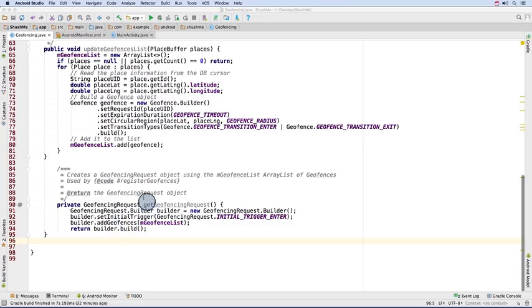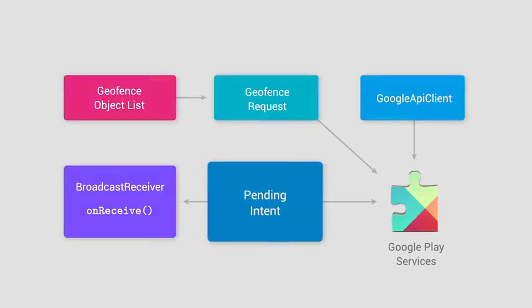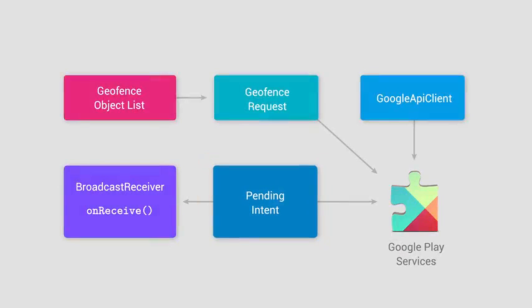And then to complete the geofencing request, we add the geofences to the array list we created, and then build it using builder.build. Now to create our next component, the pending intent, we need to first create and extend the broadcast receiver class.